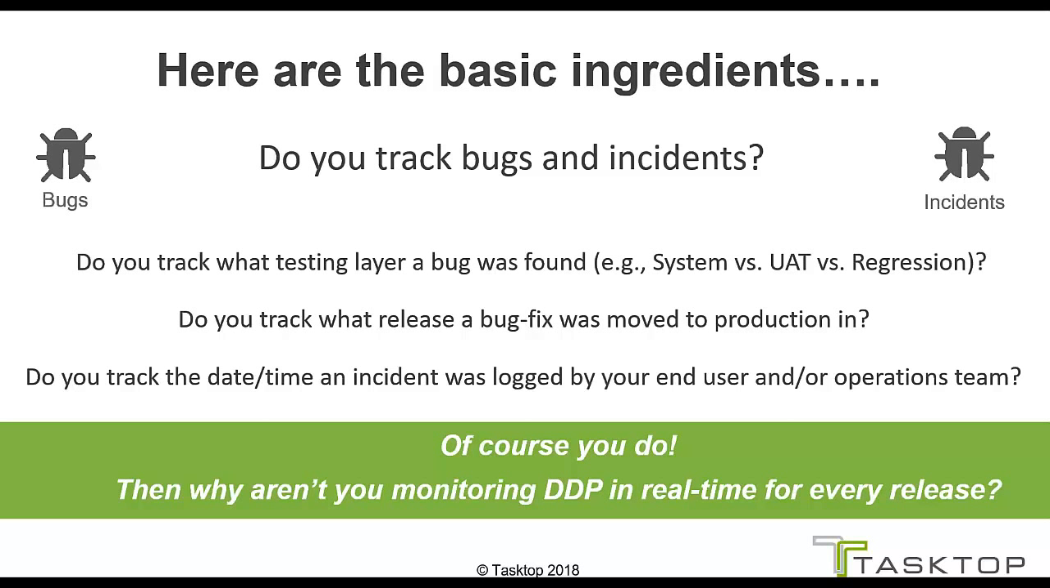Everybody does. If you're using one of the best-in-class tools in the market today, you're going to identify whether you found that in unit testing, interface integration testing, UAT, or regression. Do you track what release a bug fix was moved to production in? Sure you do. You want that trail of auditability, right? You want to be able to look back and see when that bug was fixed, when it was retested, and when it was bundled into that latest build and moved into our productive environment.